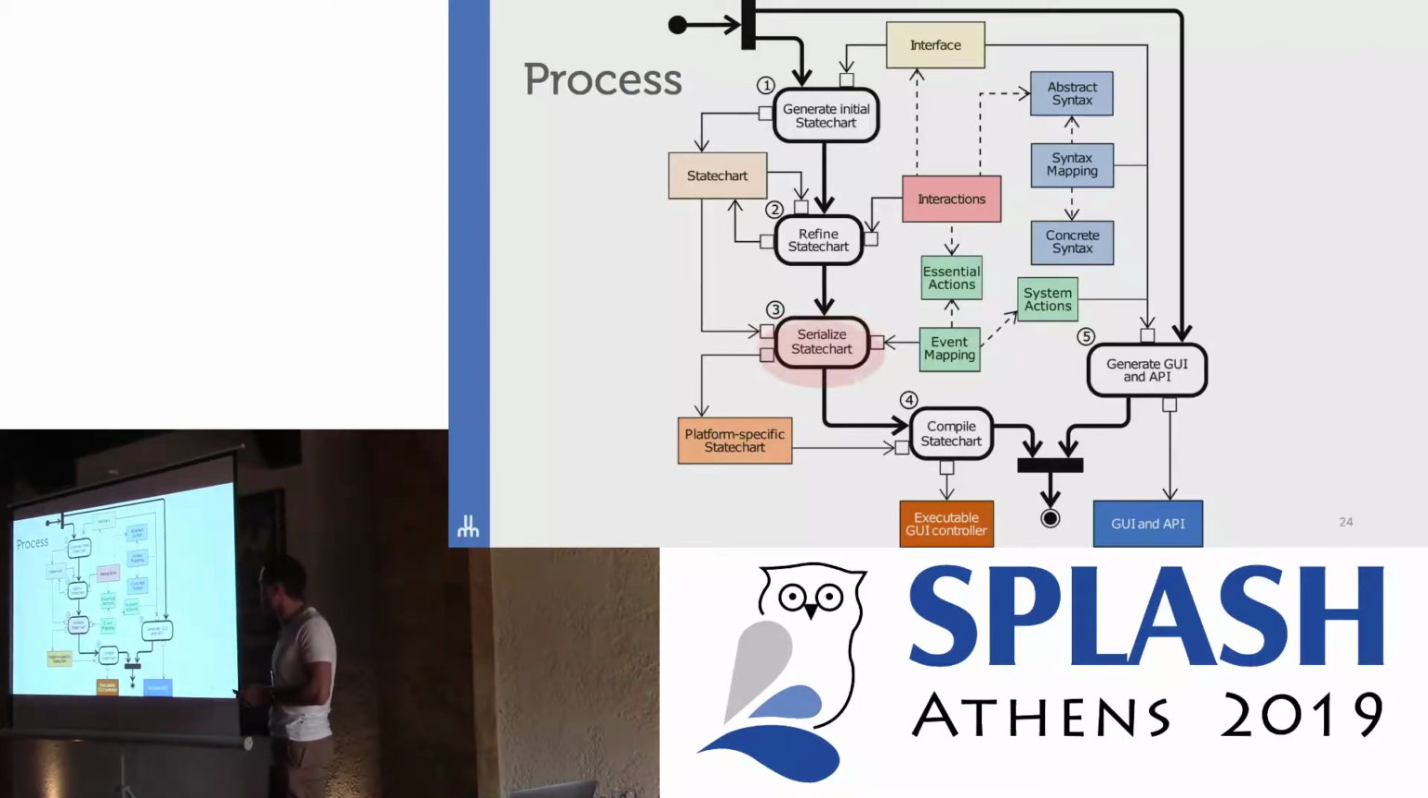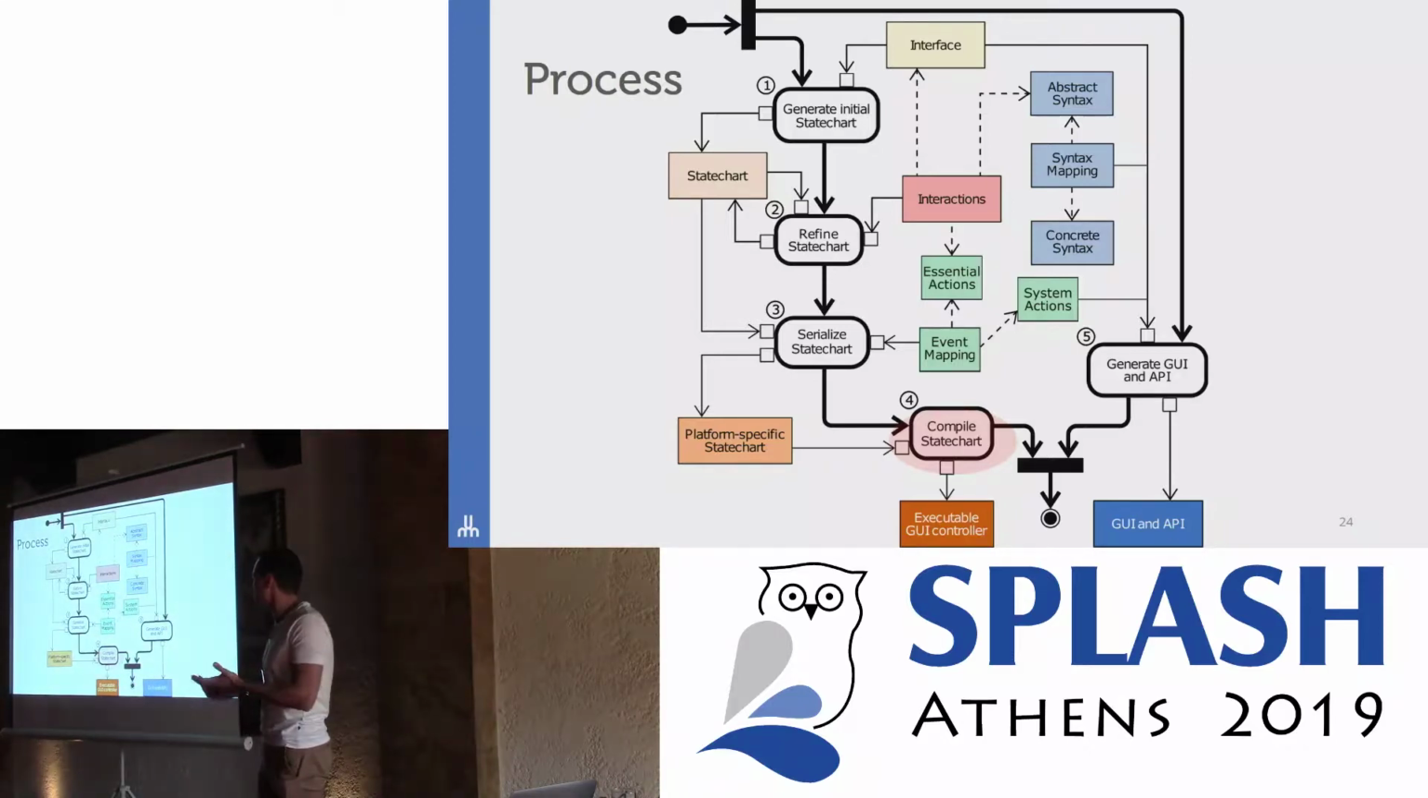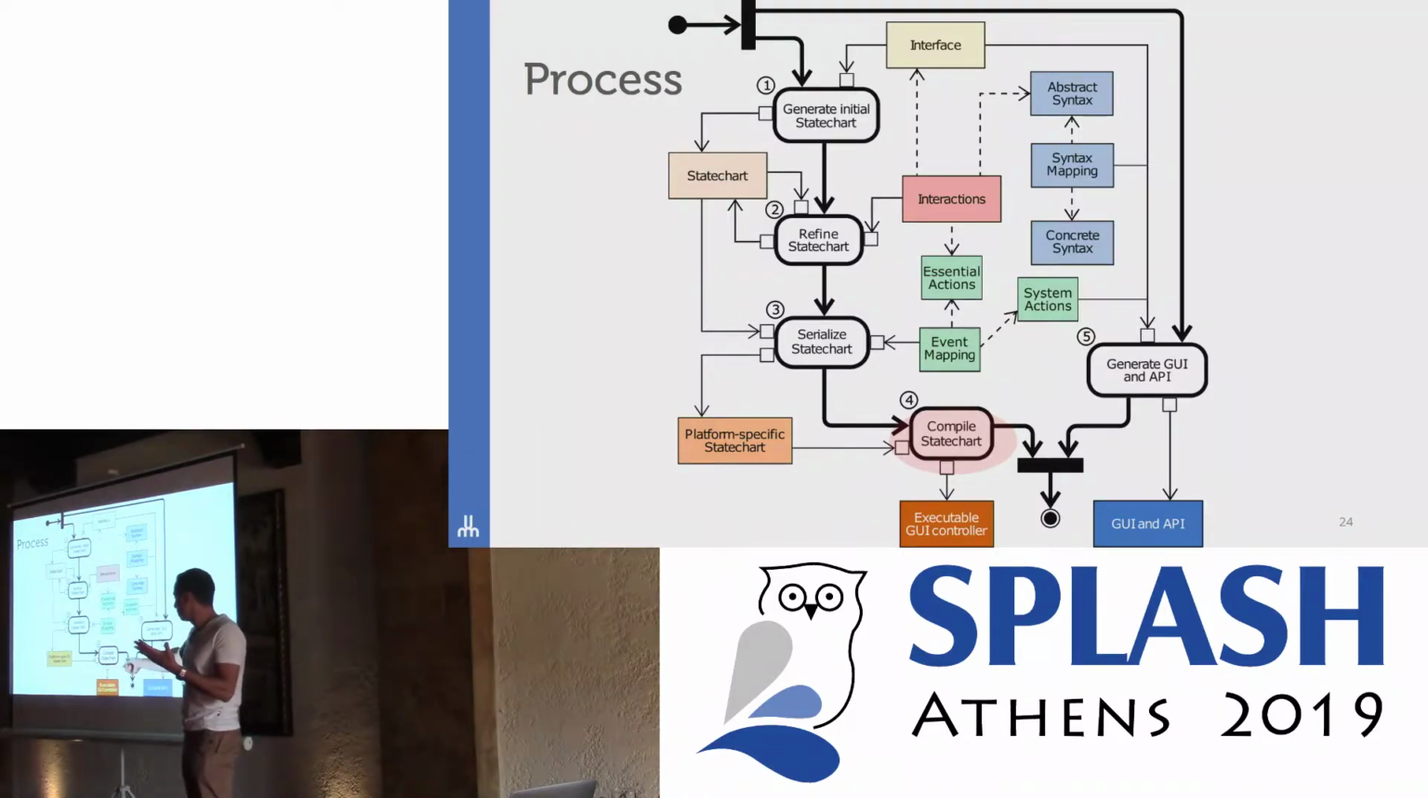And from there, I can transform the state chart using any tool that allows me to compile a state chart to running code, for example SCCD or Yakindu or something like that. And so at the end, I end up with a graphical user interface with its API, and then the executable code that calls that API.